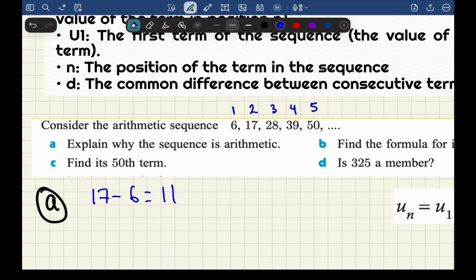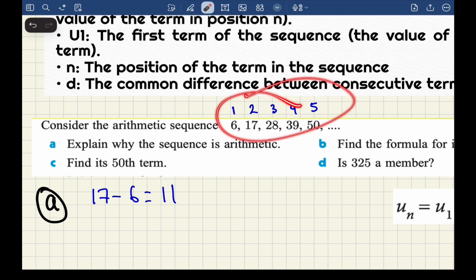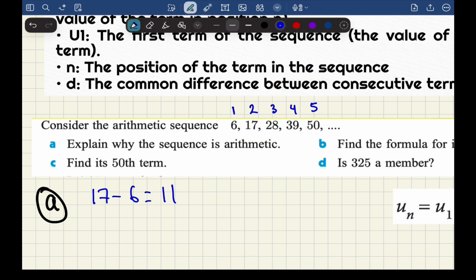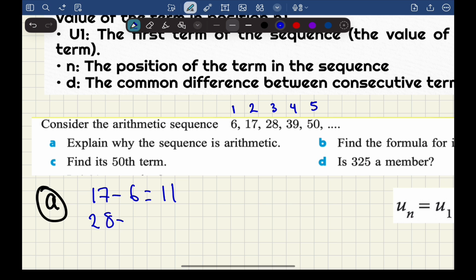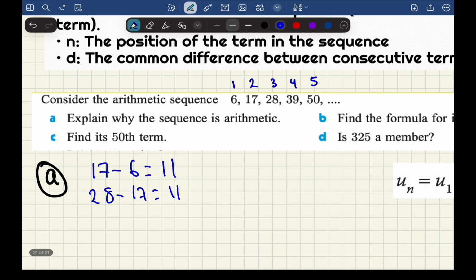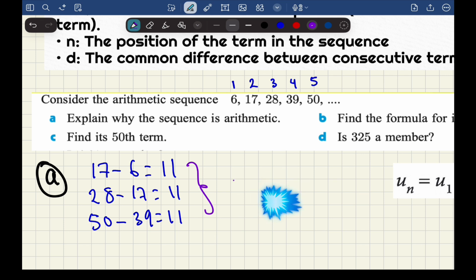This is 11. Then, if we take positions 2 and 3, the position 3 is 28, minus the previous one, it's going to be 11. The last one, we do this again. What about positions 5 and 4? We have 50 minus 39, and this is 11. And guess what? This 11 is going to be our common difference.